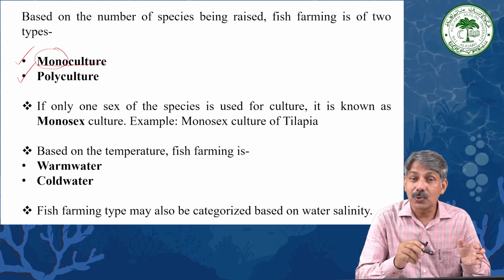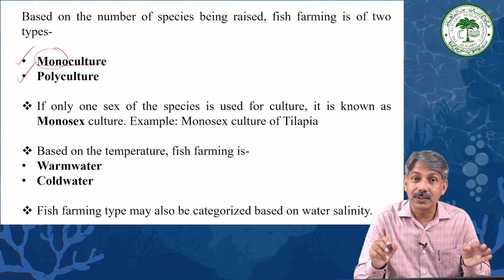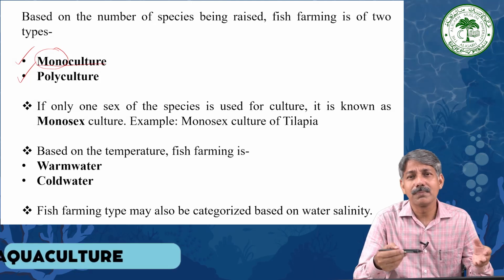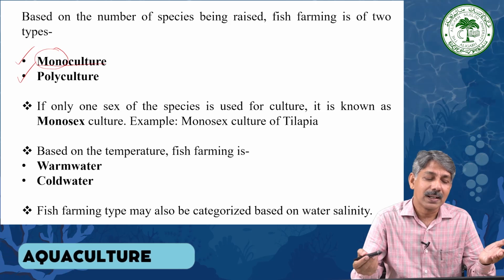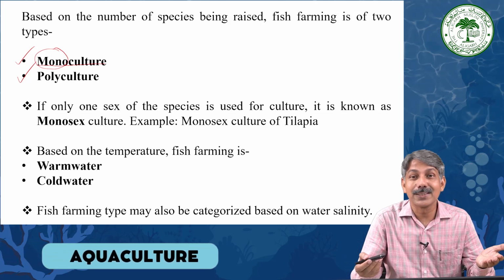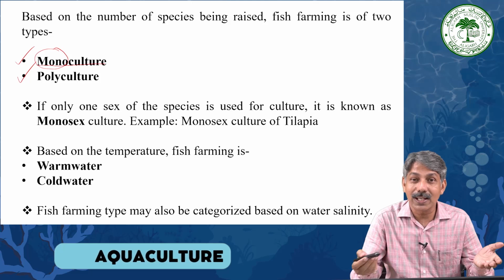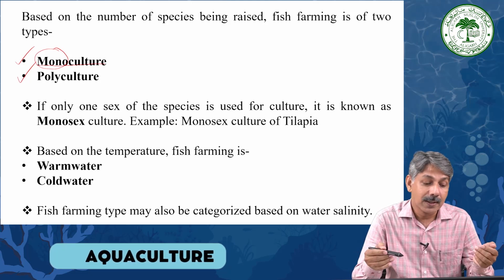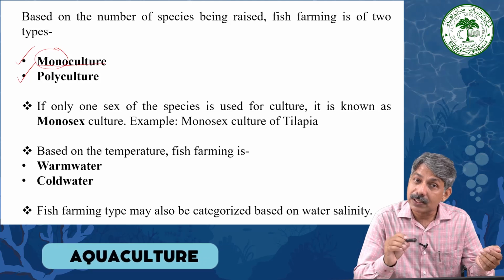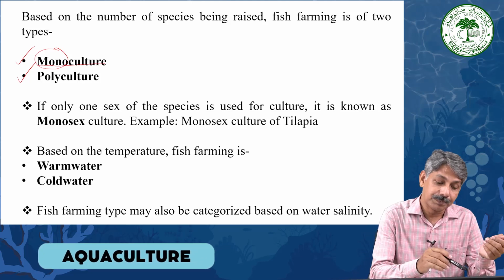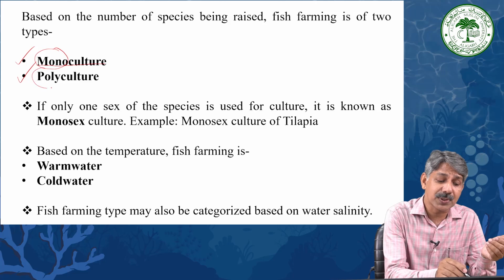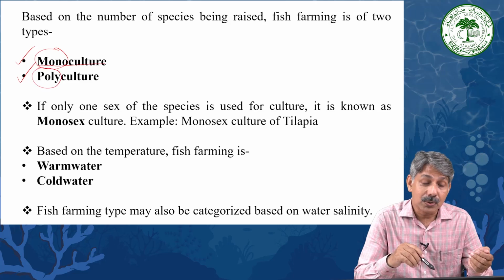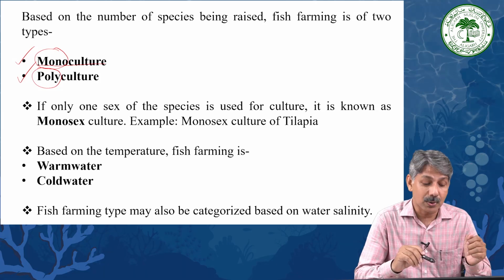In the case of monoculture, we raise only one species of fish. I am referring to fish, but you can read it as aquatic organism, aquatic animal. So for any aquatic animal, any aquaculture candidate species, if you are raising only one species, then it is monoculture. If you are raising more than one species in the water body, then it will be referred to as polyculture. So that is the basic thing that we should understand.